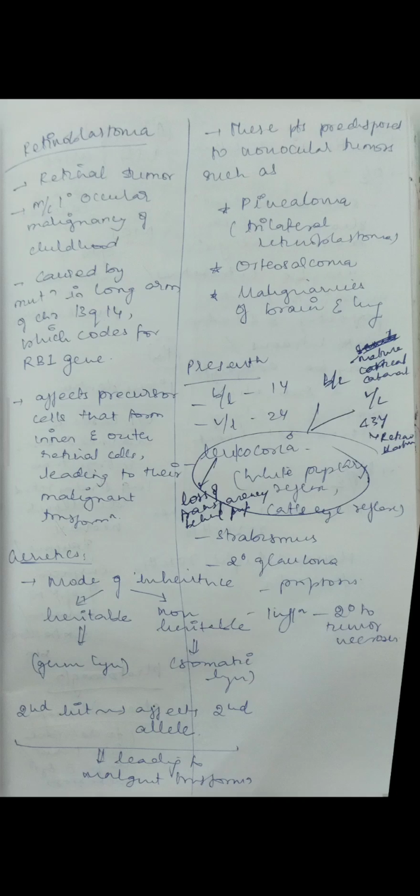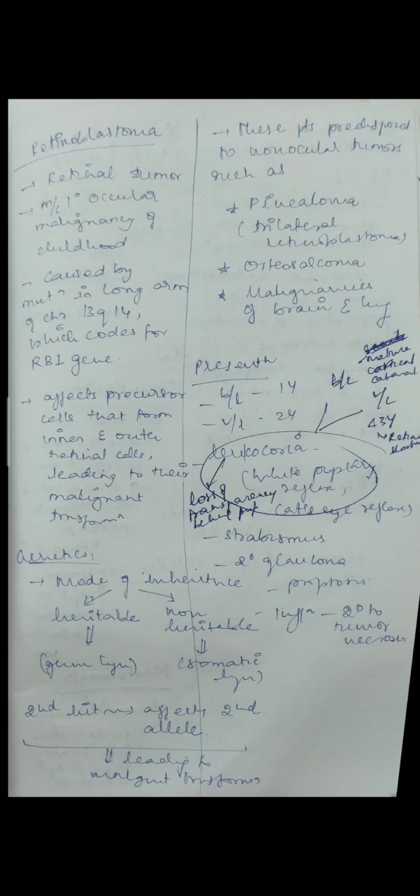Let us discuss a topic regarding retinoblastoma. Retinoblastoma is the retinal tumor, the most common primary ocular malignancy in childhood. It is caused by a mutation in the long arm of chromosome 13q14, which codes for the RB1 gene.